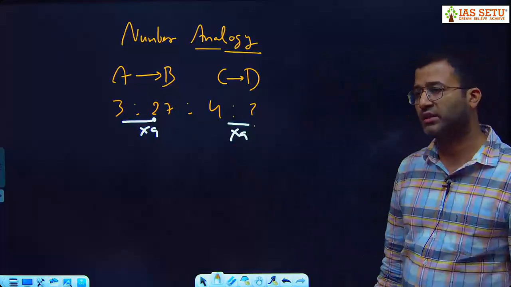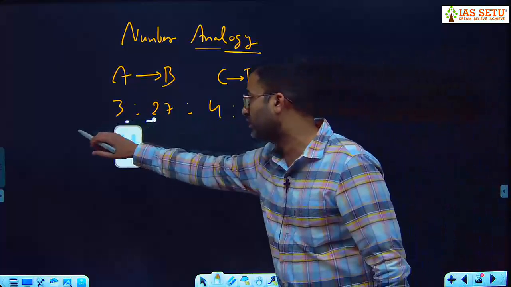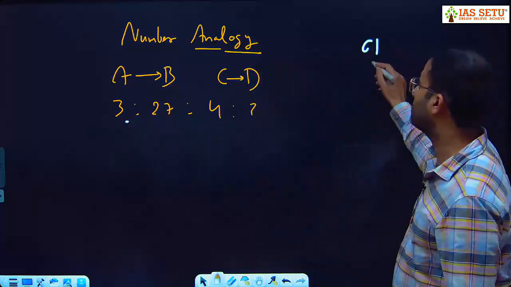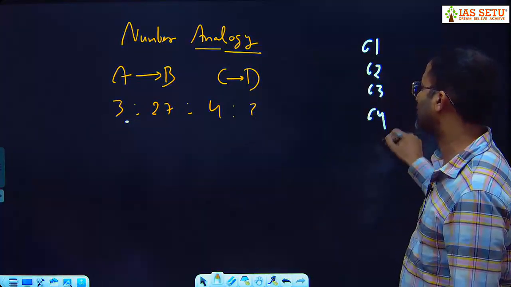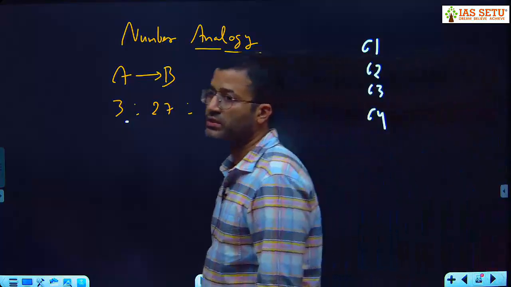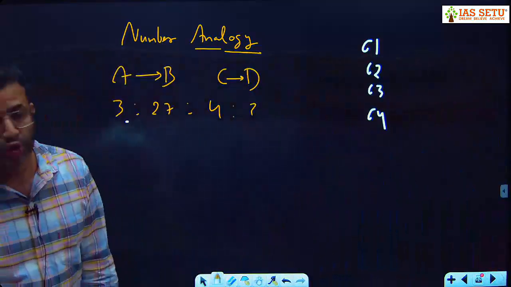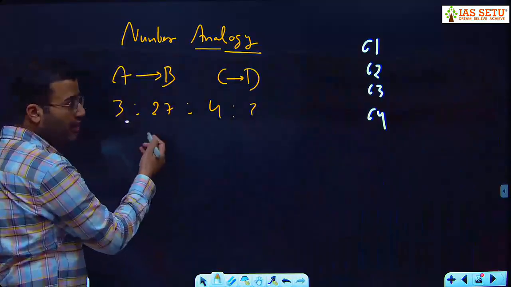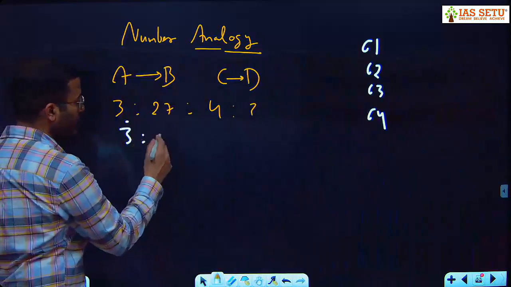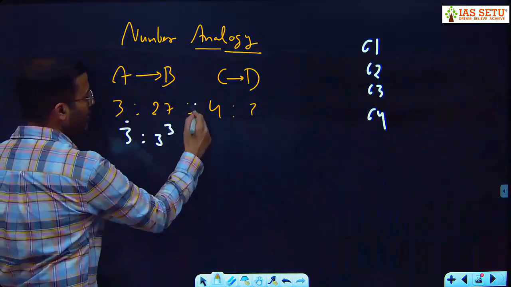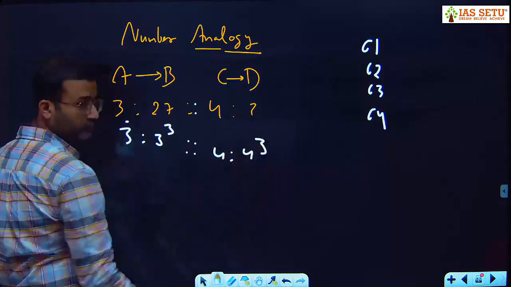4 9s are 36. Yes, that is also one of the correct. But if answer options are given 61, 62, 63, 64, tell me what is the correct answer. Why? Cube. Because if you can see the analogy here, 3, 3 cube. ठीक है? 4, 4 cube.